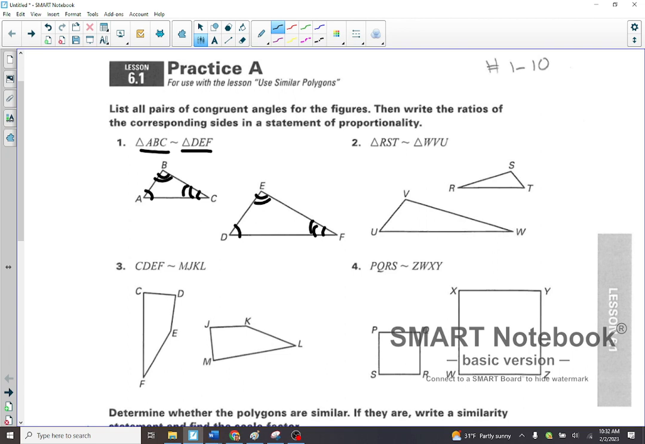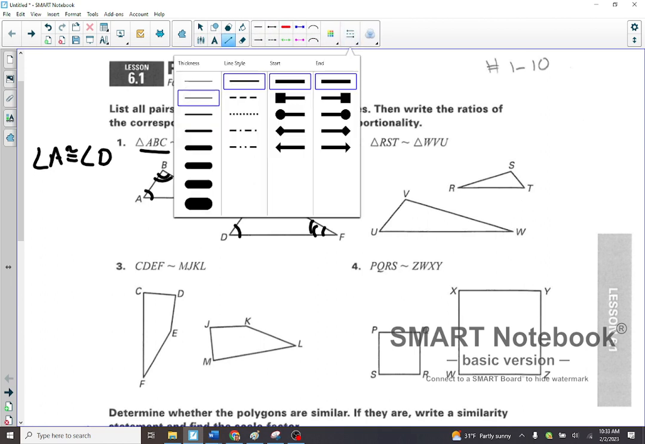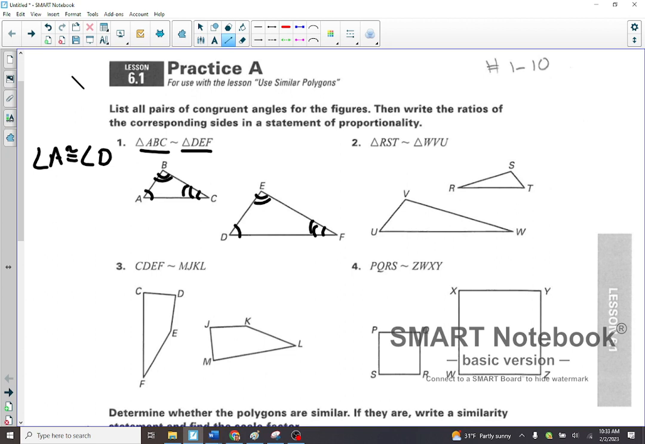With that in mind, I would write it as angle A is congruent to angle D. Angle B is congruent to angle E. Angle C is congruent to angle F. I won't write them all down, just so we can make sure we cover everything. Now, in this case, we also have the sides.